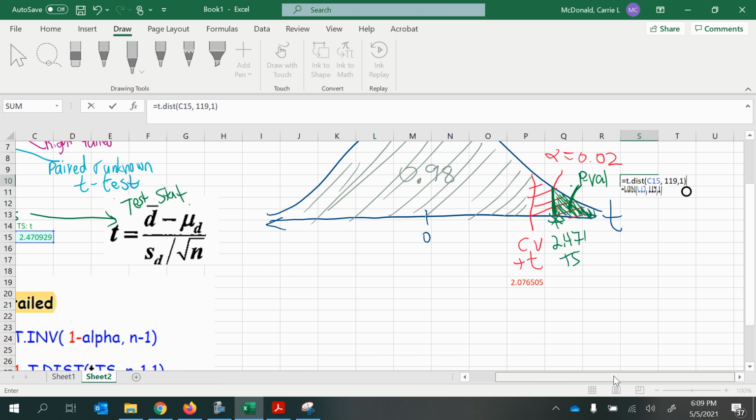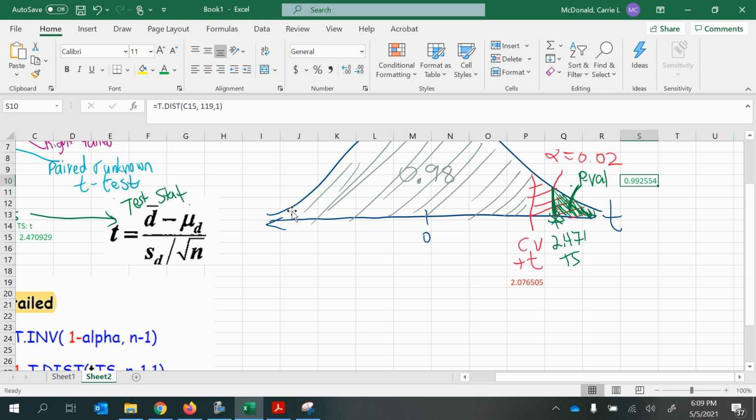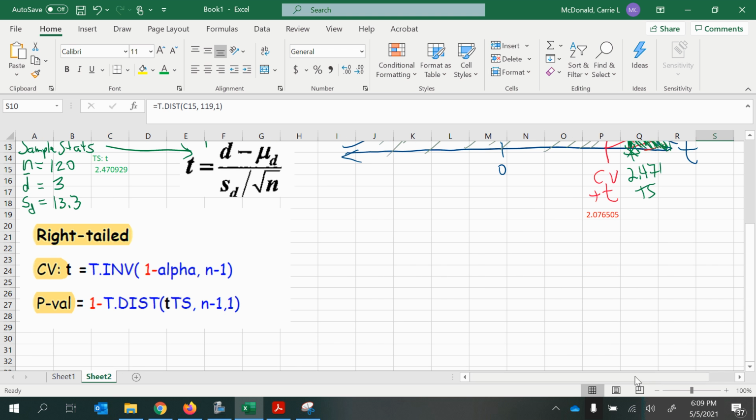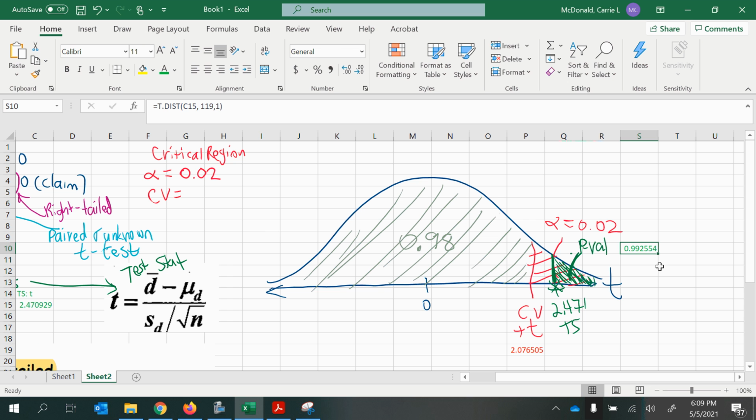Okay, so now when I do that, look at this area it gives me. That area is huge. Remember, the total area under the curve is 1, and that is certainly not possible to be this little area here. So hopefully, even if you weren't paying attention to the directions that said 1 minus t dot dist, if you're doing your sketch and you're looking at that little green area and this number and you're thinking, that doesn't make sense, let's subtract it from 1 and get an answer that does make sense. And now you can see comparing the p-value to the alpha, the p-value is low, so the null must go, right? All right, so that's how you do a right-tailed test.